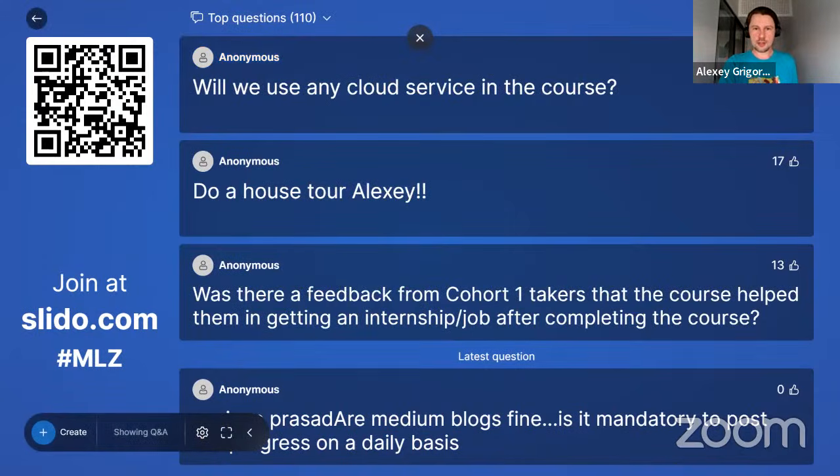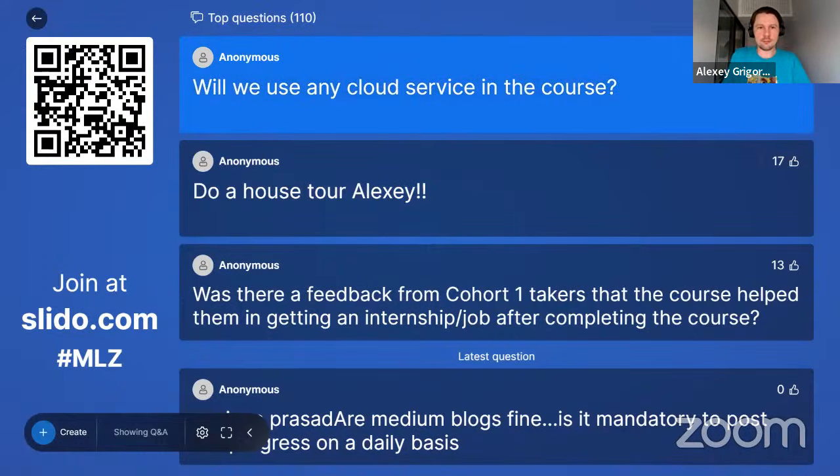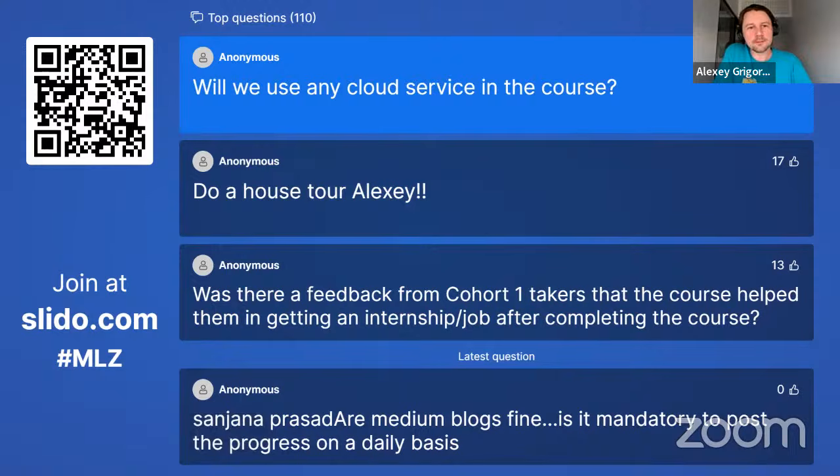Okay, will we use any cloud service in the course? We will use AWS. So you can also try to reproduce everything. It's pretty cloud agnostic, to be honest. The only thing that is not cloud agnostic is AWS Lambda, that we will do in serverless. But I think you will be able to reproduce everything in Google Cloud or Azure.